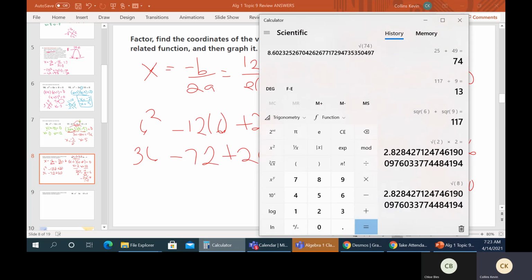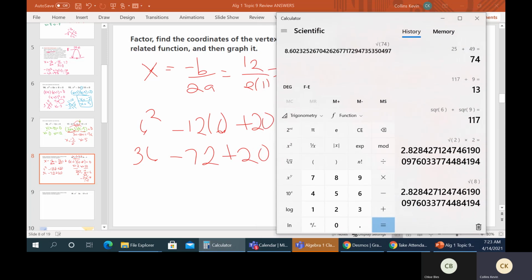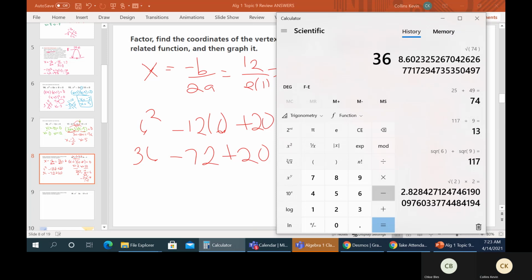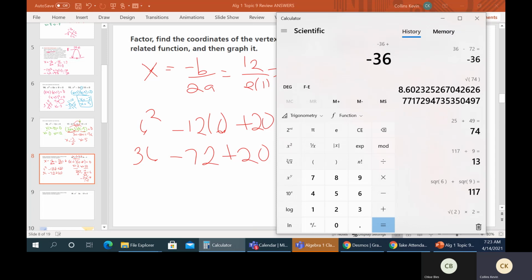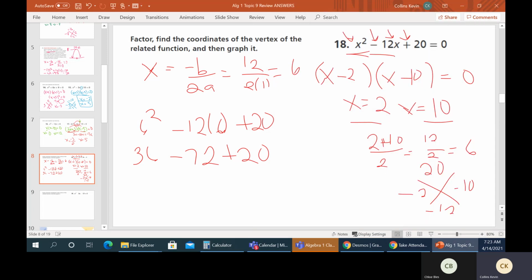All right, so we'll go ahead and add these up. So I've got 36 minus 72, and then plus 20. So that's negative 16. So our vertex is going to be at 6, negative 16. Okay. Then it says graph it.